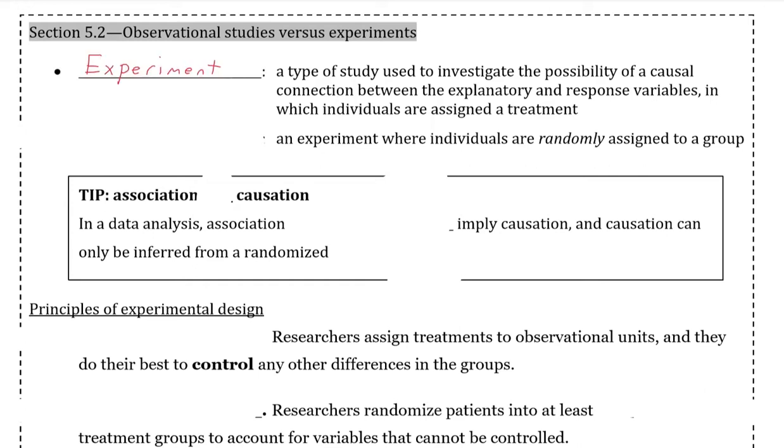An experiment is a type of study used to investigate the possibility of a causal connection between the explanatory and response variables, in which individuals are assigned to a treatment. We also have a specific randomized experiment as an experiment where individuals are randomly assigned to a group.